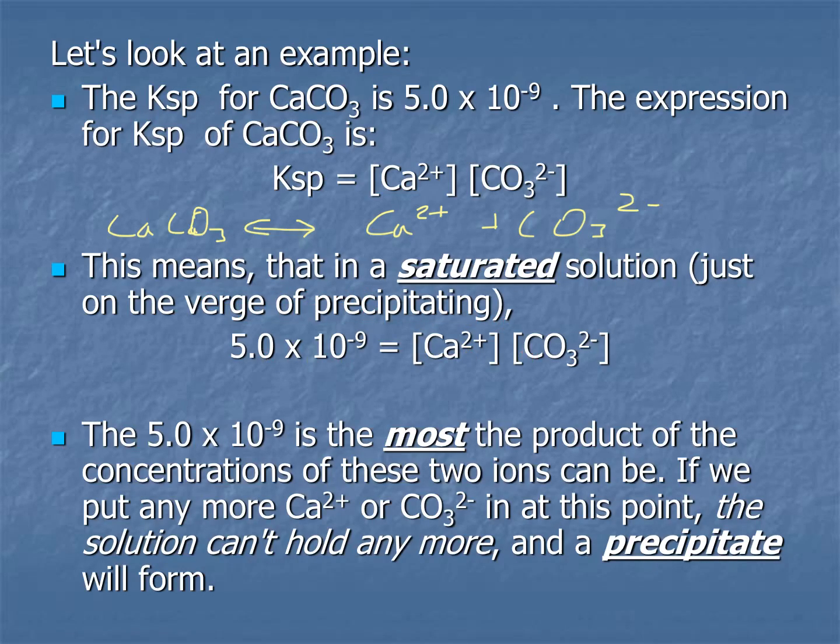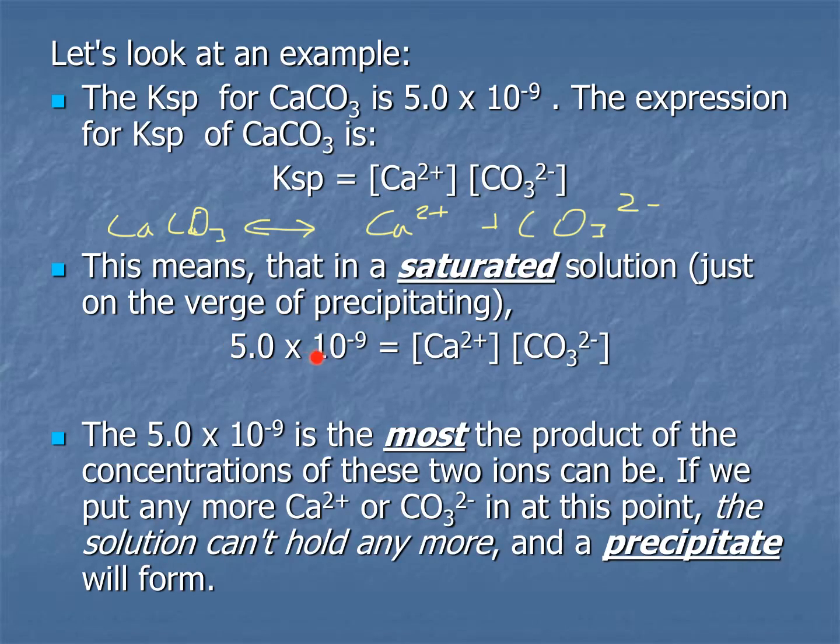This is my equation. 5.0 times 10 to the negative 9 is equal to these two concentrations. Which means that 5.0 times 10 to the negative 9 is the most the product of the concentrations can be in order to not have a precipitate. As soon as one of these two goes past the point at which they're equal to 5.0 times 10 to the negative 9th, we are now past the equilibrium, we're now past the saturation point, and whatever exceeds that point of saturation, that's a precipitate.